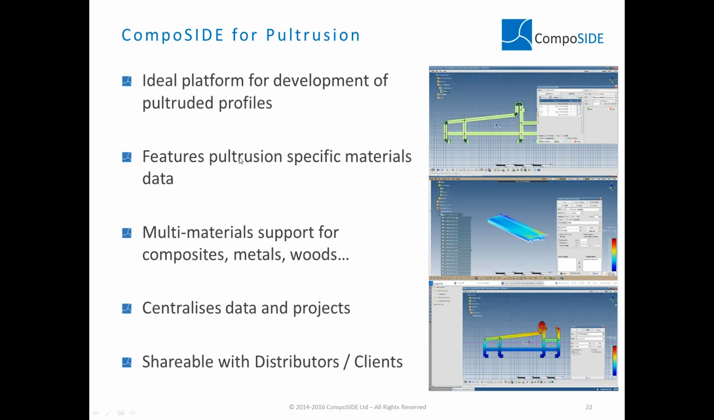There is a data set which features Pultrusion-specific material data. So you can use this data in terms of the material properties, and the usage and wastage factors that are applied to the manufacturing process, to get closer and realistic data as to what will be the final product. We have today spoken a lot about composite supplies and resins, but Pultrusion is something you can do across a lot of materials, and CompoSIDE does support multi-materials, including metals, woods, and plastics, so you're able to use it for composite but also for non-composite materials.